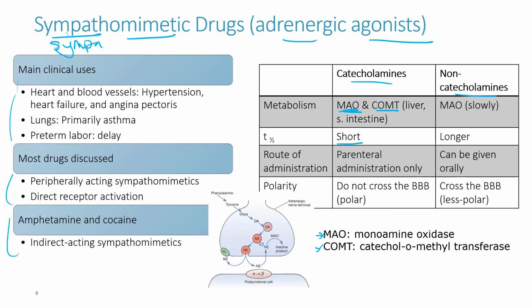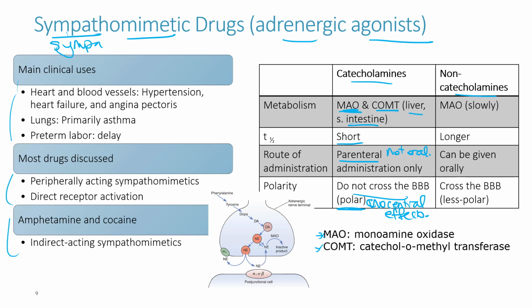Right? Now, because they are broken down extensively by these enzymes in the liver and small intestine, they cannot be given orally. Because if they're given orally, you've got almost 100% first pass effect, and then 0% actually gets into the systemic circulation. And so these drugs are usually only given parenterally. Because these drugs are polar, they don't cross the blood-brain barrier, which is good because then they don't have any central effects.